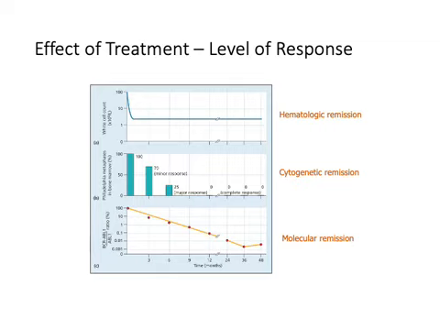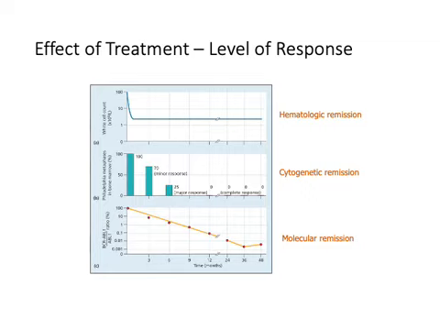A major goal of therapy is achievement of a major molecular response, defined as a 3-log reduction that is less than 0.01% or better. A complete cytogenetic response is defined as the absence of Philadelphia chromosome metaphases within the bone marrow.